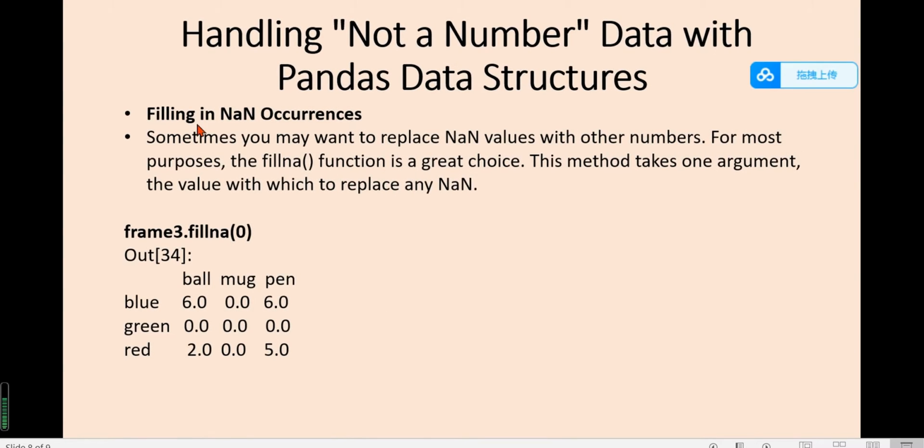And we can fill in NaN occurrences. Sometimes you may want to replace NaN values with other numbers. For most purposes, the fillna function is a great choice. This method takes one argument, the value with which to replace any NaN value. So we can write fillna(0), which means if this data frame has NaN values, then we will replace them with the value 0. So now the data frame looks like this, with 0, 0 here.